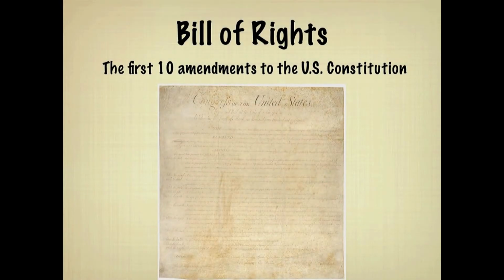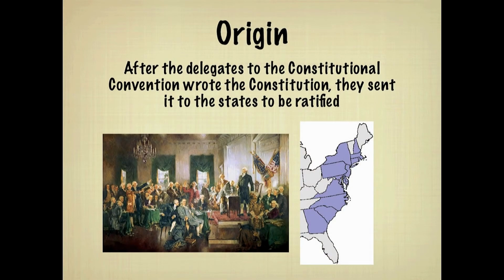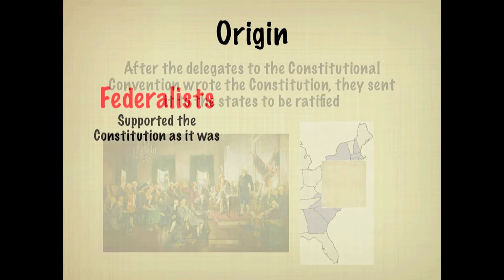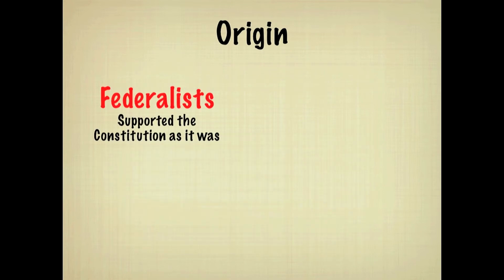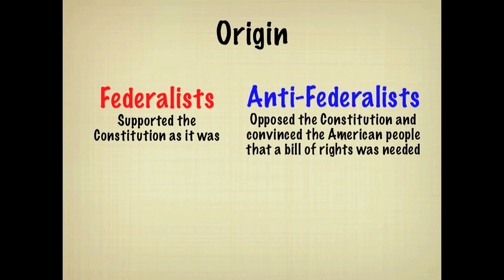The Bill of Rights is the name of the first 10 amendments to the U.S. Constitution. Before examining each amendment, I'll give some background information. After the delegates to the Constitutional Convention wrote the Constitution, it was sent to the states to be ratified, or approved. People called Federalists supported the Constitution, while Anti-Federalists opposed it.